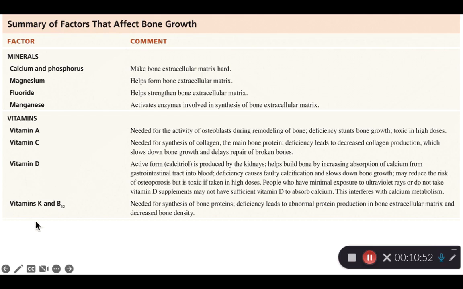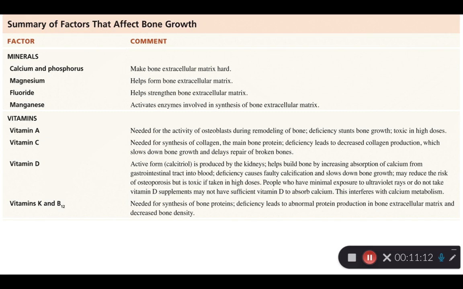Finally, vitamin K and B12. These are needed for protein synthesis. I wouldn't worry too much about those. I'm really going to ask you about vitamin A, vitamin C, and vitamin D, as well as the minerals calcium and phosphorus. All right. So diet.